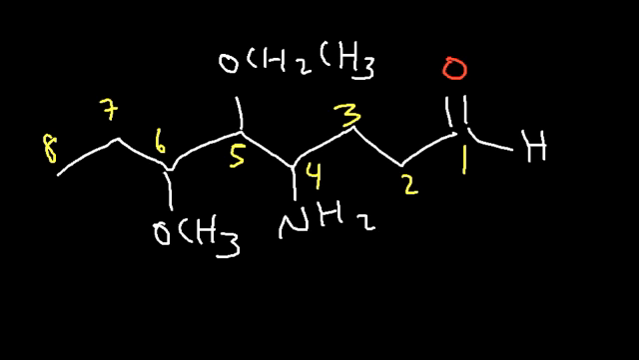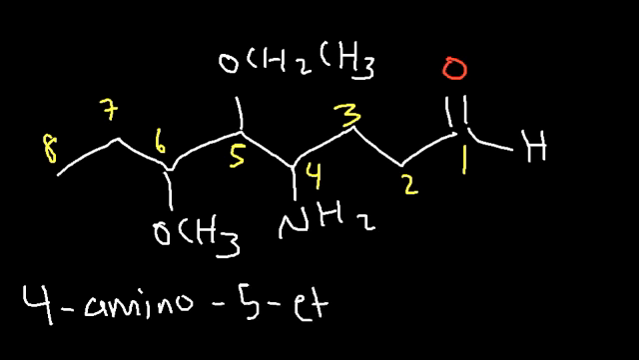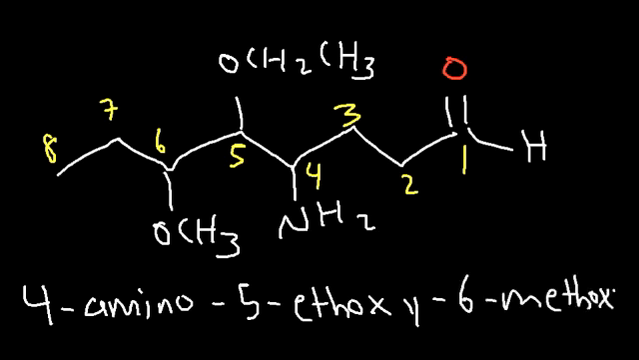So the amino group comes first. A is the first letter in the alphabet, so it's 4-amino. And then ethoxy comes before methoxy, so it's going to be 5-ethoxy dash 6-methoxy. And then instead of saying octane, it's going to be octanal with an AL at the end.